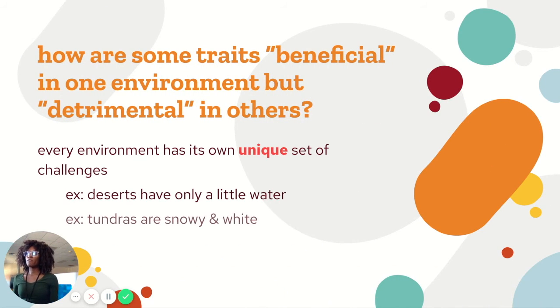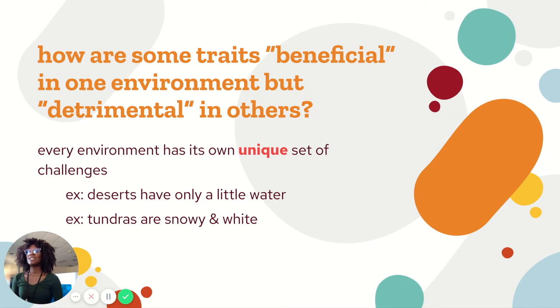So how are some traits beneficial in one environment but detrimental in others? Well, every environment has its own unique set of challenges, right? So in a desert, the challenge that we've talked about over and over again is that there's only a little bit of water and most of it is underground. A tundra, one of its main challenges is that it's snowy and white, which means that organisms that live there are going to need to blend in with the background. So they're going to be white or lighter. And they're also going to need to have thick fur and fat and blubber so that they can stay warm.